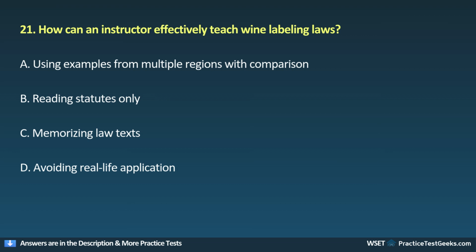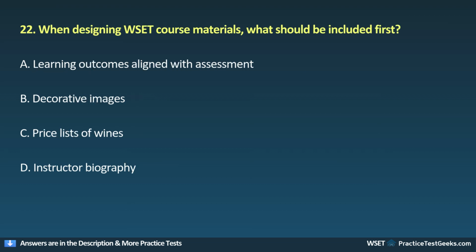21. How can an instructor effectively teach wine labeling laws? A. Using examples from multiple regions with comparison. B. Reading statutes only. C. Memorizing law texts. D. Avoiding real-life application.